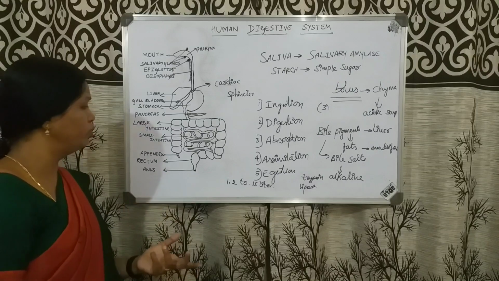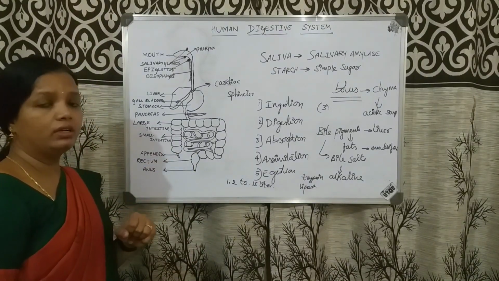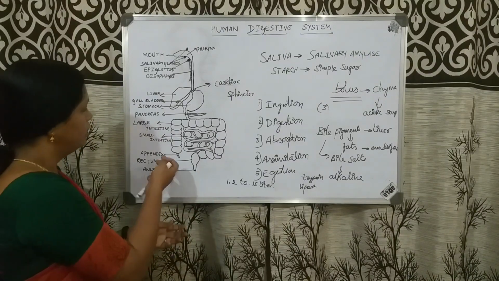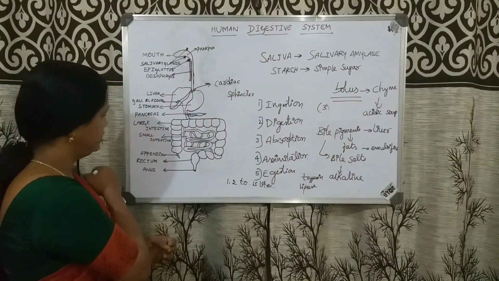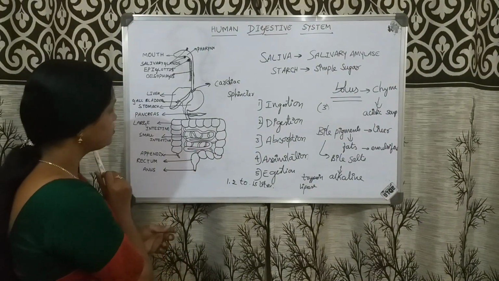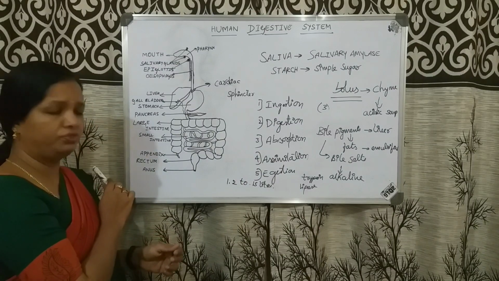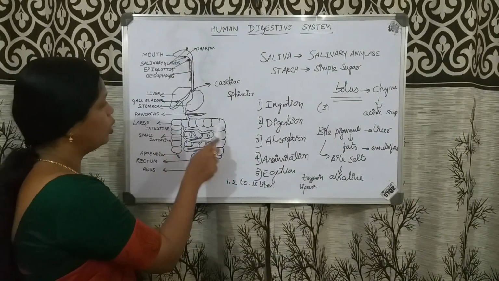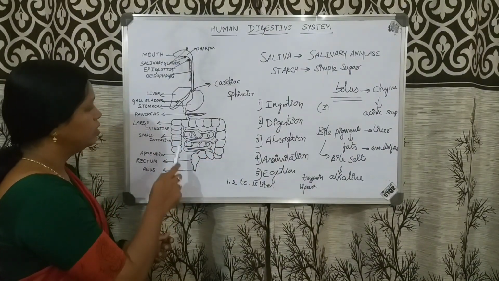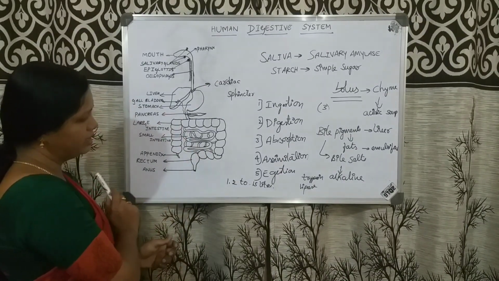So unabsorbed food in the small intestine will enter the large intestine, wherein we have an appendix which is of no use, or has no function. But it can cause trouble, as when it gets infected it leads to appendicitis. This large intestine can be divided into three parts: the cecum, colon and the rectum.